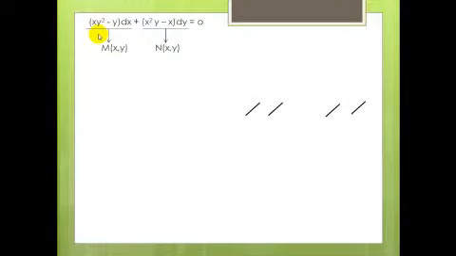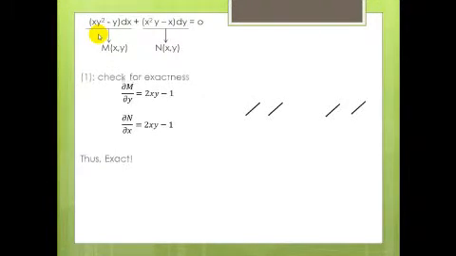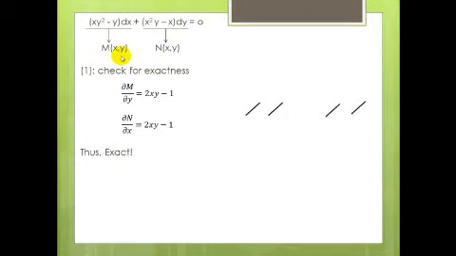check for its exactness by letting functions M and N as the first and second terms respectively. Now the partial derivative of M with respect to y is equal to 2xy - 1, and the partial derivative of N with respect to x is also 2xy - 1. Because they are equal, then the given equation is exact. We now proceed to step 2.